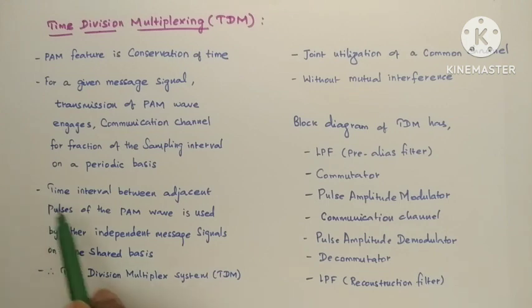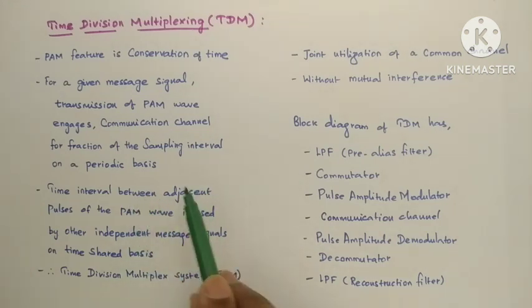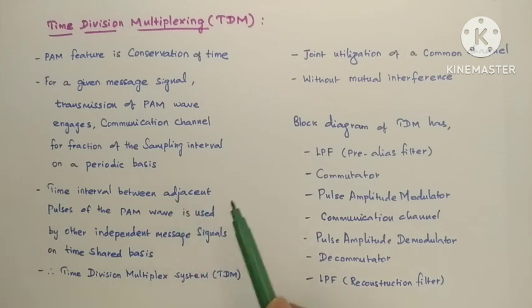And the time interval between adjacent pulses of the PAM waveform. Your PAM pulses are transmitted on a sampling interval basis. Between adjacent pulses, the first pulse will be transmitted, and after the sampling interval, you will transmit the second pulse. So in between, some time spacing is there, right?